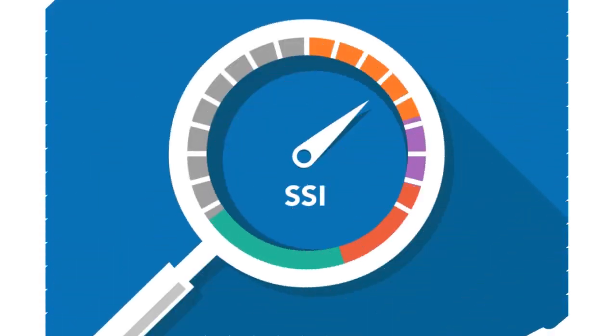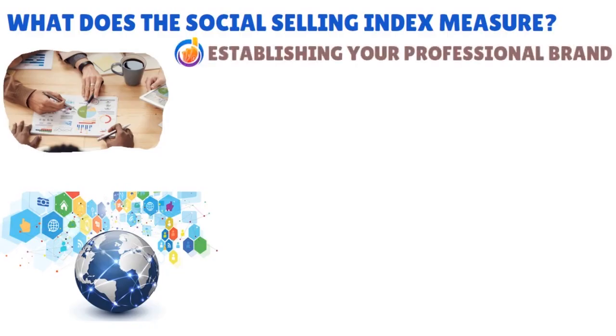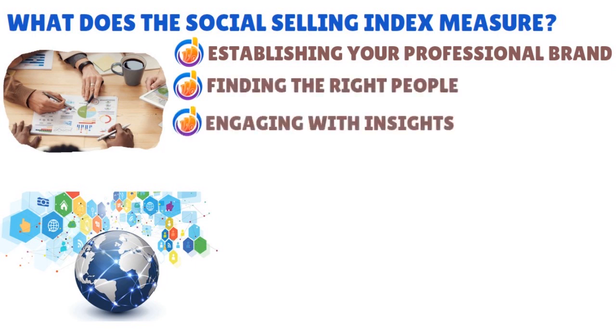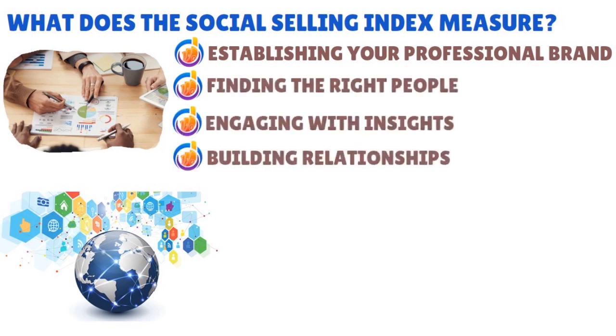So if you think about the social selling index, you have four main categories, four main metrics that the SSI measures. Let me just clarify. The SSI will help you know whether or not you're doing a good job at establishing your professional brand, at finding the right people, at engaging with insights, and also building relationships.